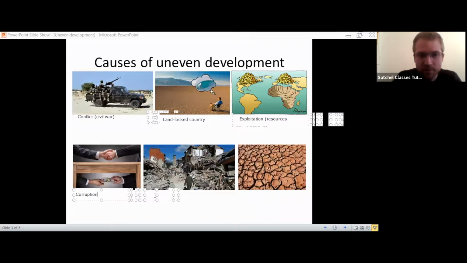Then if we move on, the next one we can see devastation. So these can be down to any really natural disasters. I'll just put down earthquakes as an example.